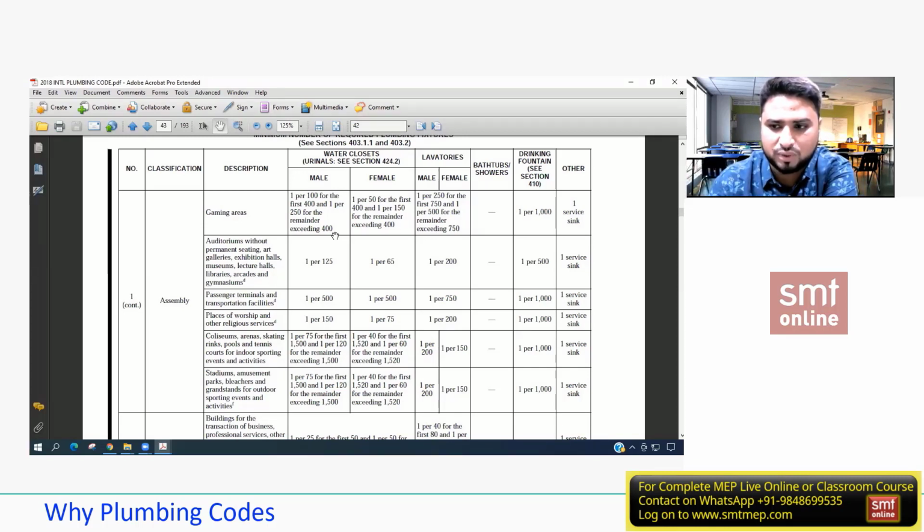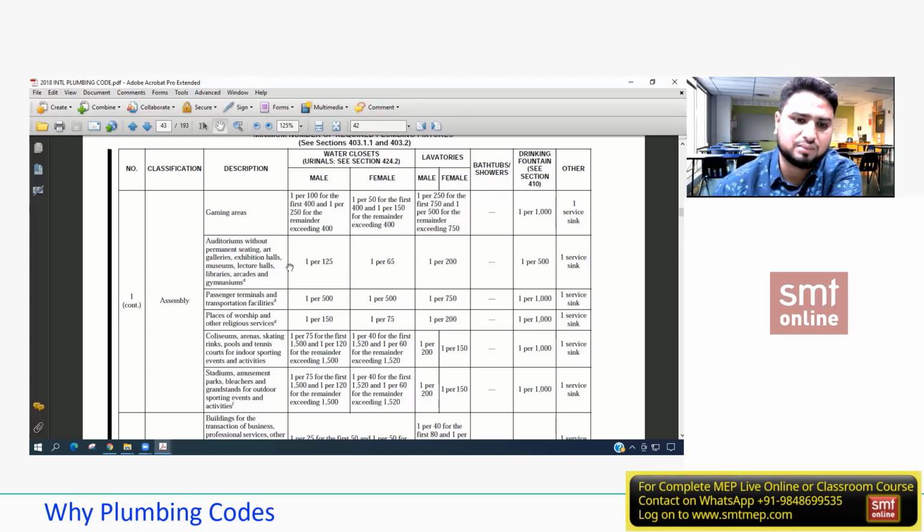Yes, WC is a common requirement, and a lavatory, and I can say bathtub or shower. Now don't get confused, bathtub or shower might be applicable in some applications, and might not be applicable in some applications. Yes or no? Drinking fountain will be applicable in maximum cases, and servicing might be applicable in some, not in others.